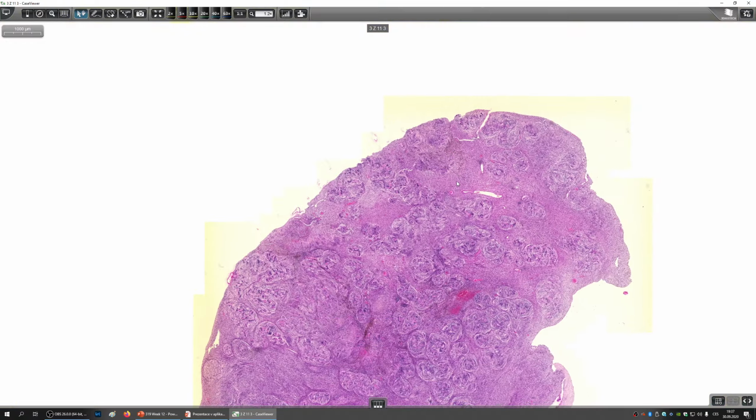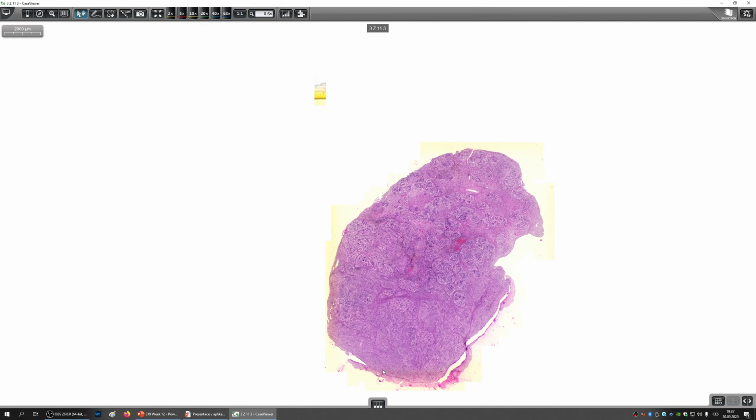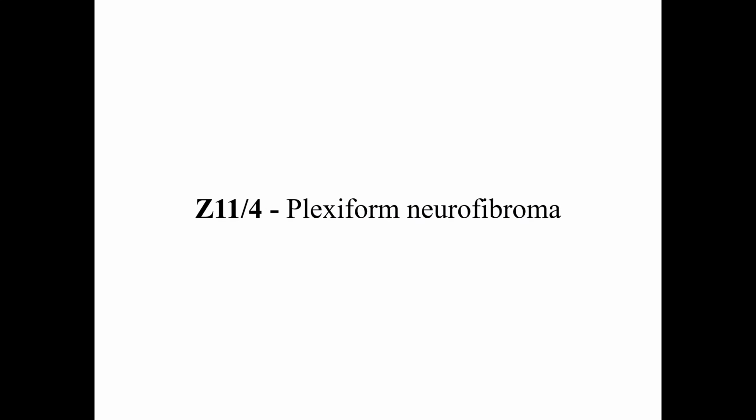Well, if we zoom out, we see that this has quite a respectable size. Let's measure it. This is 14 millimeters. So it's quite nice in size. So if this was on an exposed area, it could be traumatized. So this is a schwannoma. It's a benign tumor. It doesn't turn malignant. Let's move on to the next nerve sheath tumor.